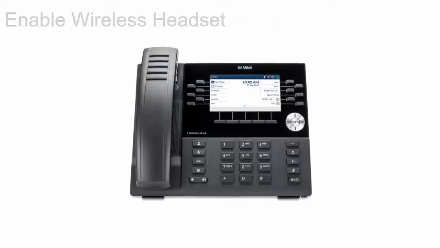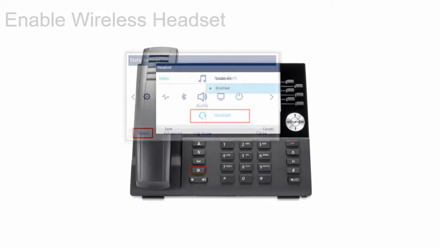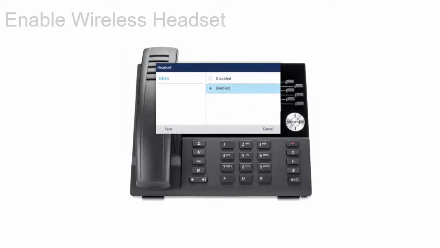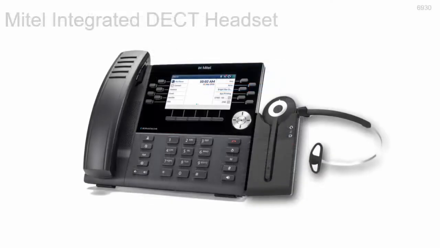To enable a wireless headset, press the Settings key. Navigate to Audio, Headset, and then press Select. To disable or re-enable use of a wireless headset, press the right and down navigation key, and then press the Save Soft key. Your 6930 IP phone supports the Mitel integrated DECT headset. This wireless headset has up to 300 feet of range and is powered directly by the phone.